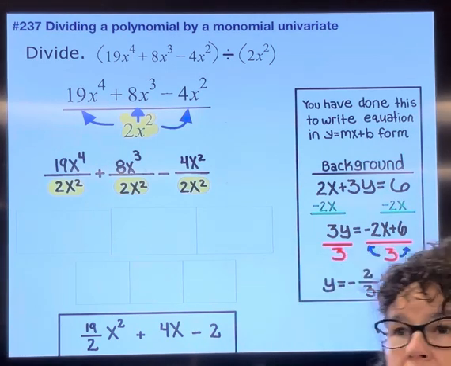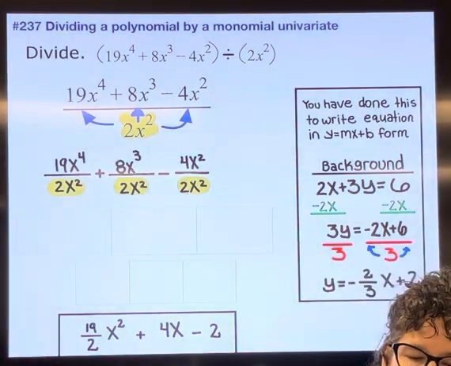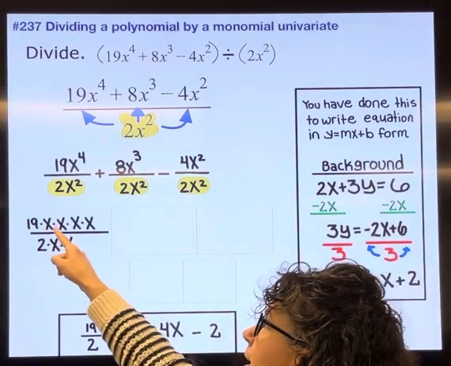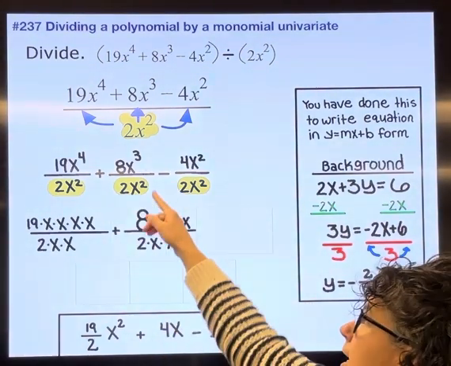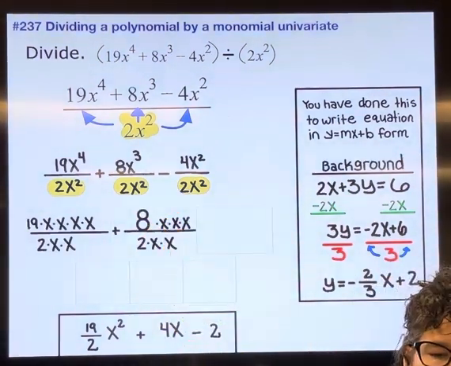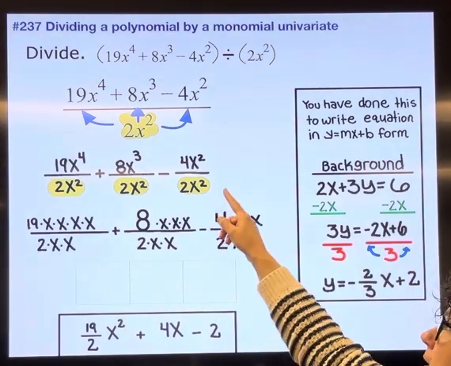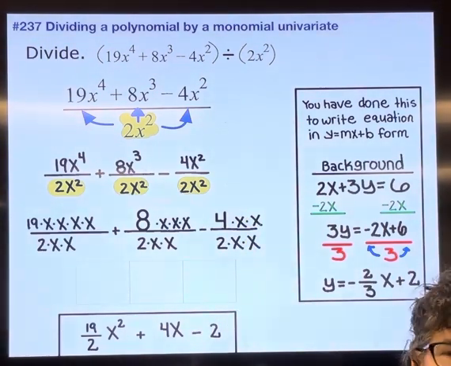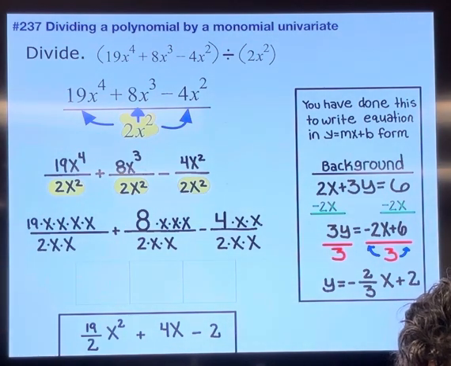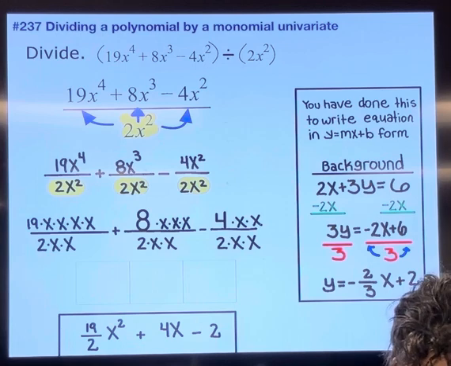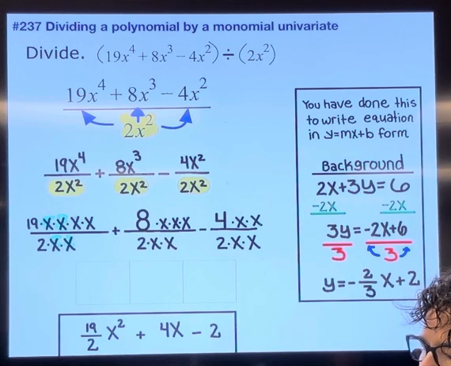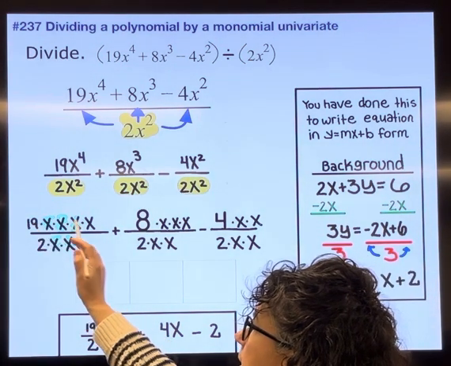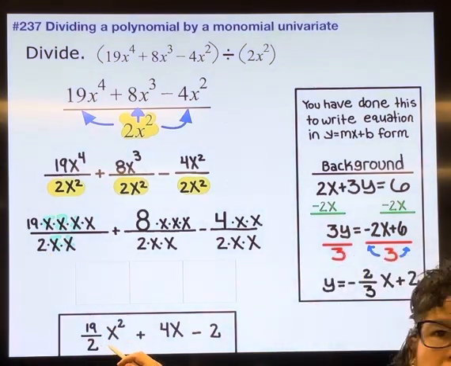But if you forget your exponent rules momentarily, you could always expand. Here's my x to the fourth written out and my x squared written out. Here's my x to the third written out and my x squared written out. And then my x squared's written out. And then I go through and just start canceling. And if I cancel, then this x cancels this one, this one, this one. So we're left with 19x over 2, 19 halves.